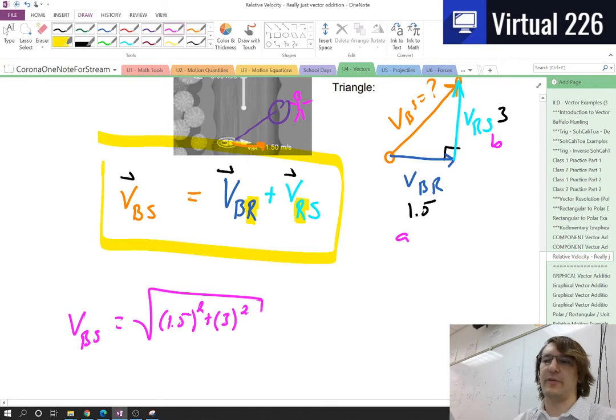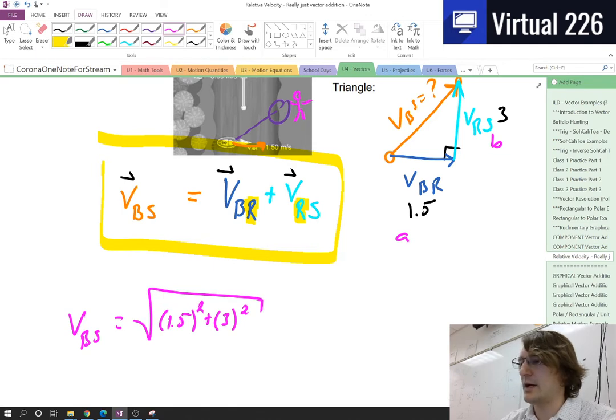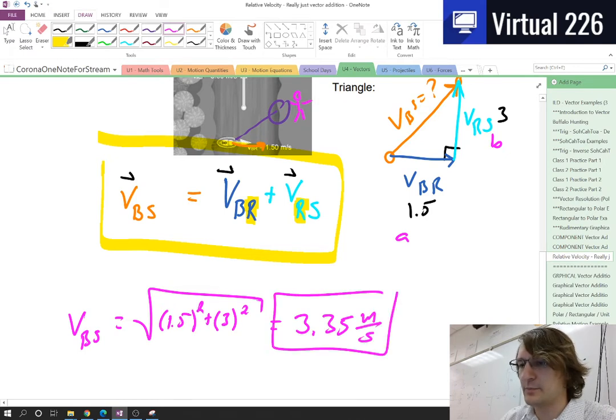And this is going to give me some value. It's got to be at least bigger than 3 because it's the largest side. So 3 squared is 9 plus 1.5 squared gives me 11.25. And then I take the square root of that, and I get that the velocity of the boat relative to the shore is 3.35 meters per second. Okay? So that's all that's going on there.